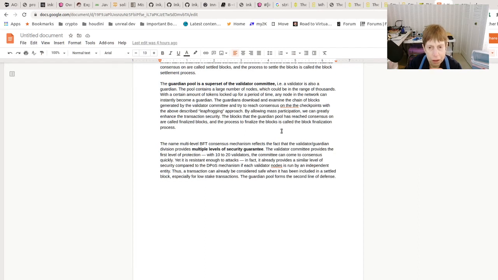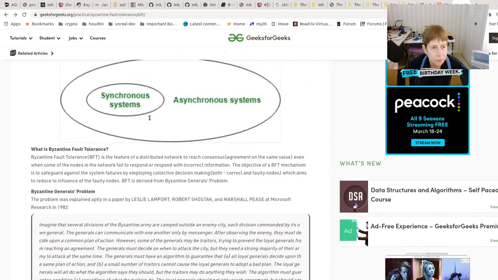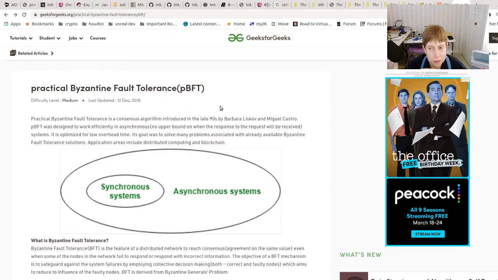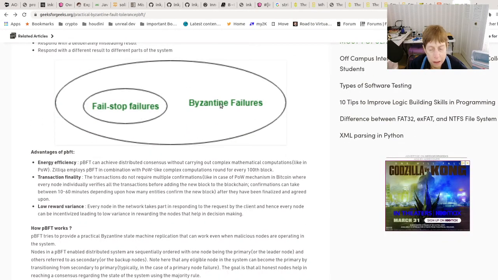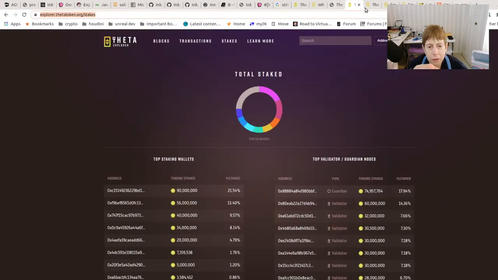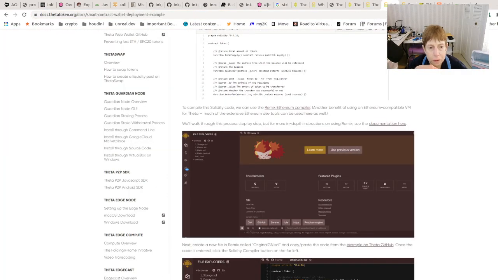Now, when you look at the docs, they talk about edge nodes, and we will have to get into those in a future video. But I think we do need to discuss this Byzantine fault tolerance, the practical Byzantine fault tolerance, and get into that a little bit more. And again, we talked about guardians, validators, and we did not talk about edge nodes, so we will have to talk about that a little bit too.